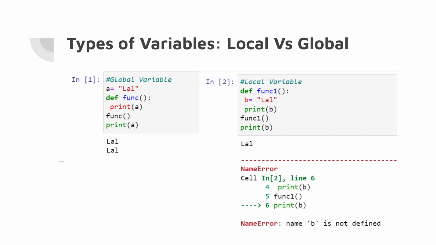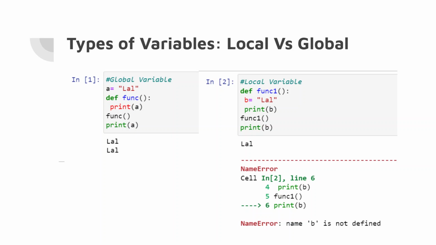Type of variables, local versus global. So global variables means if a is equal to 10, and if I assign a function and print a, and then I print a outside the function, it will print both. Why? Because a is by default global, because I assign the value outside the function. So if I use it, by default it's a global variable and it will print both.